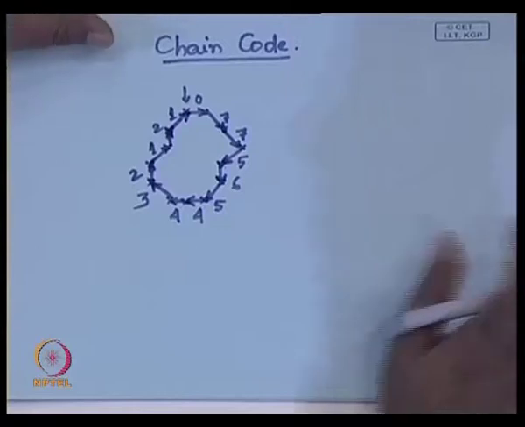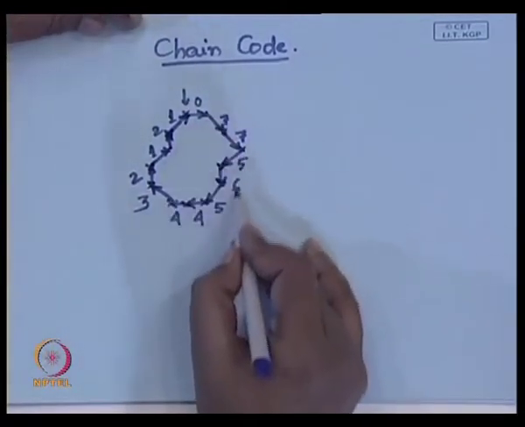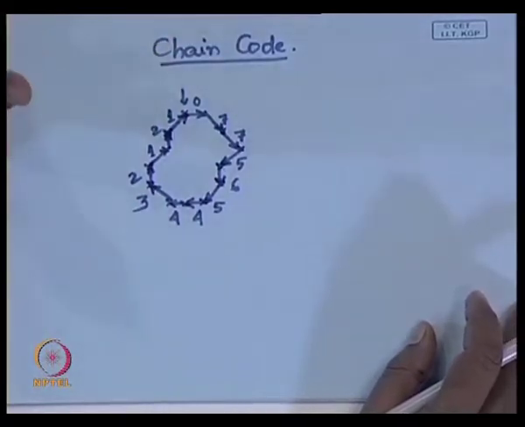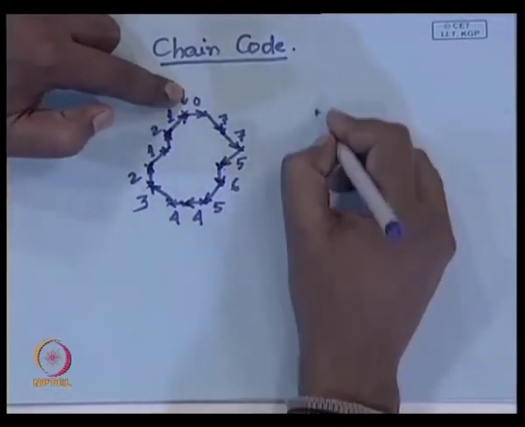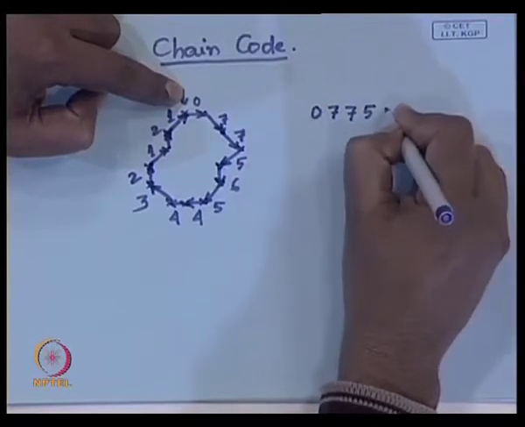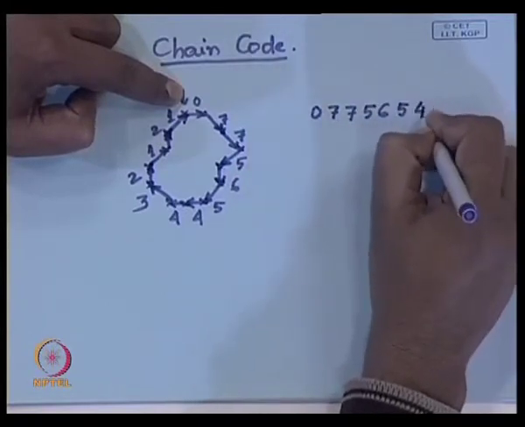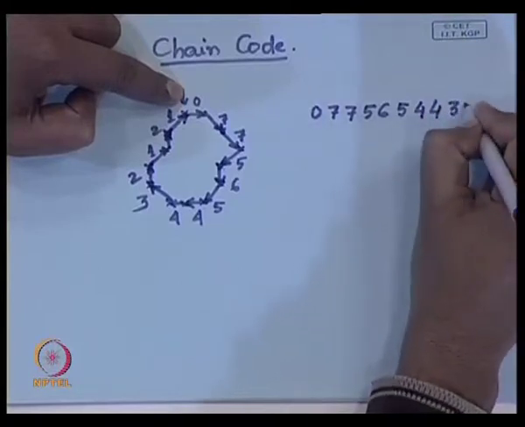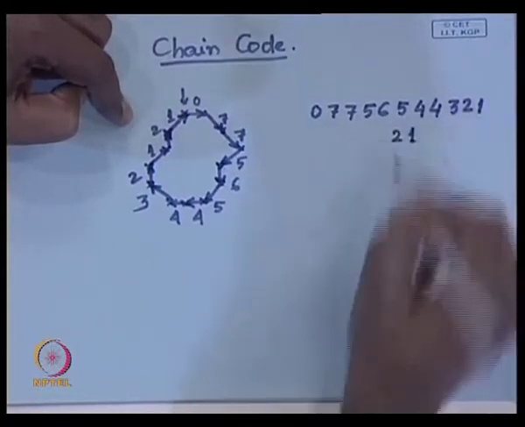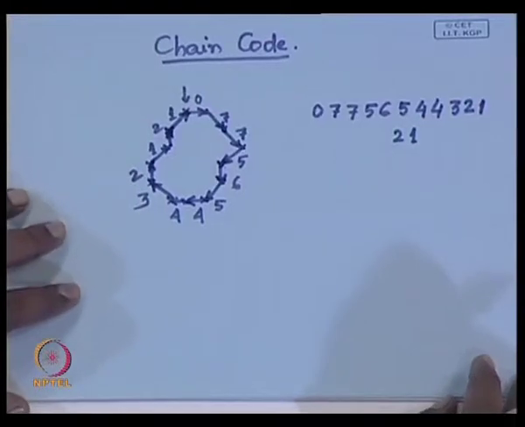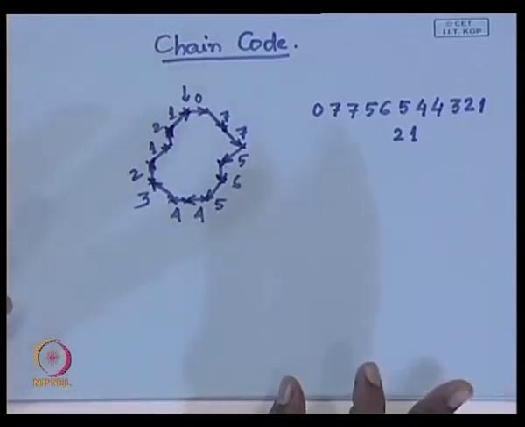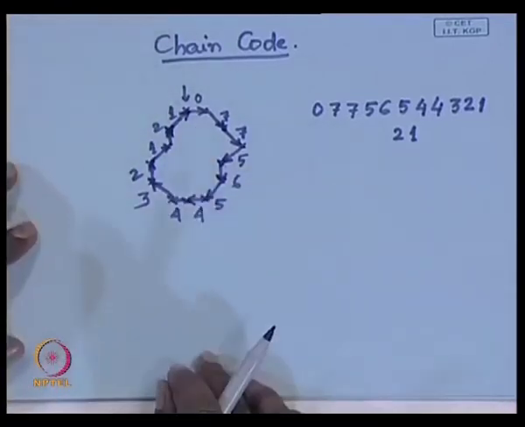Right. Now, once I have this, you find that this sequence of movements can be used as a descriptor of this boundary. Okay. So, the sequence becomes 0, 7, 7, 5, 6, 5, 4, 4, 3, 2, 1, 2, 1. Okay. So, this codes the directions of the linear line segments.